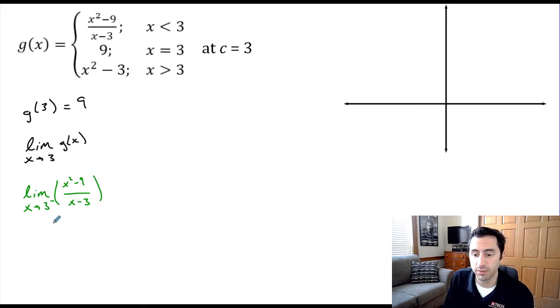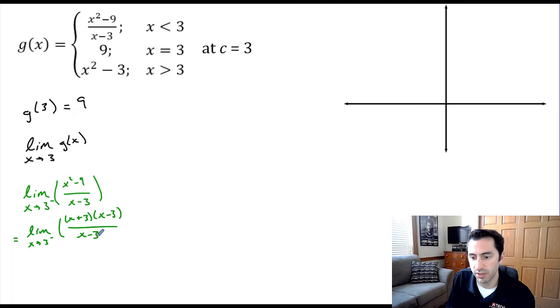Now looking at this limit, I can't just use substitution, because if I were to plug in 3, I would end up with something that's undefined. I would get 0 over 0. So we do have to simplify this a little bit. So in the numerator, that is the difference of perfect squares. So we can factor that into x plus 3 and x minus 3.